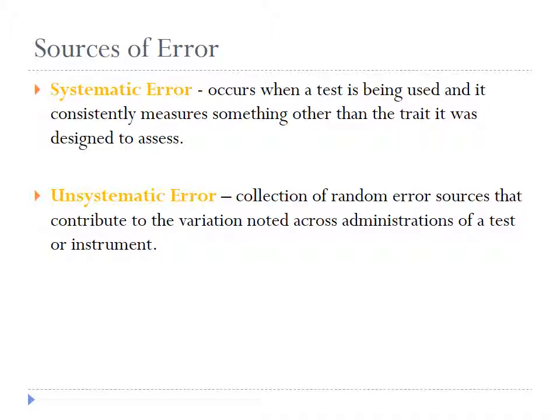Unsystematic error is a collection of random error that comes from sources that we note, either about the administration of the test or the test itself, that we really can't control.